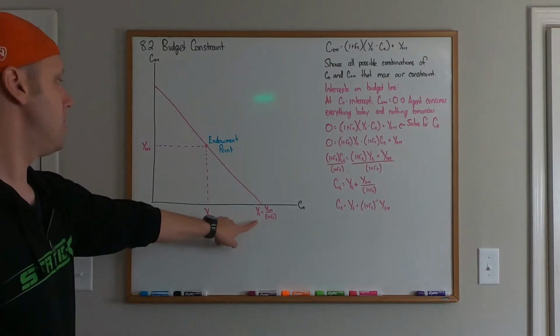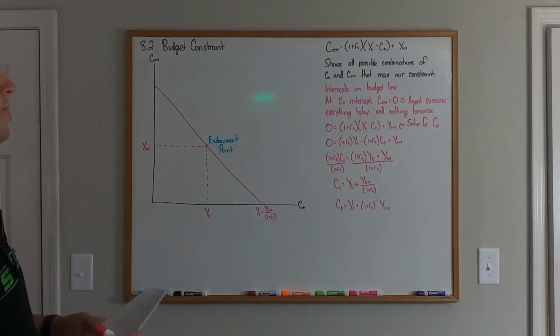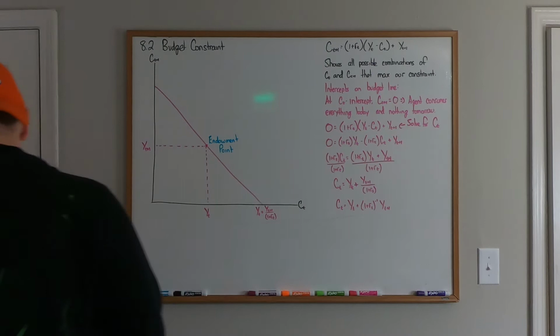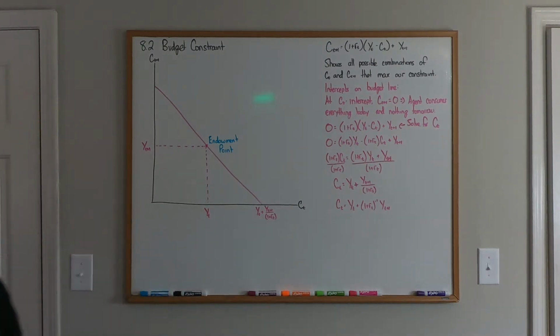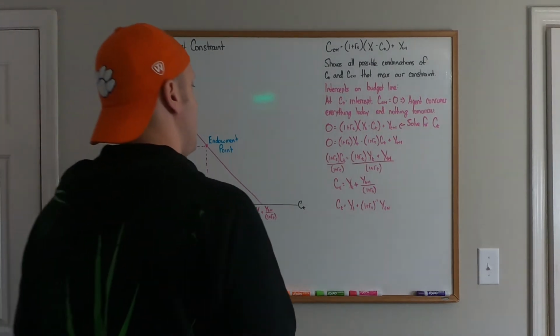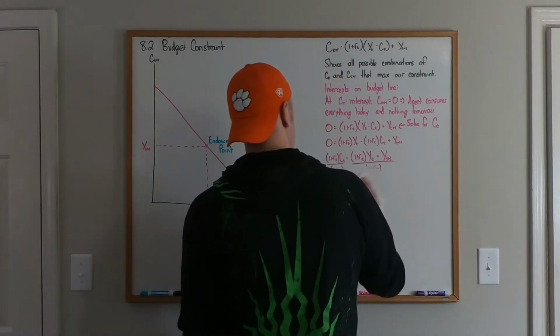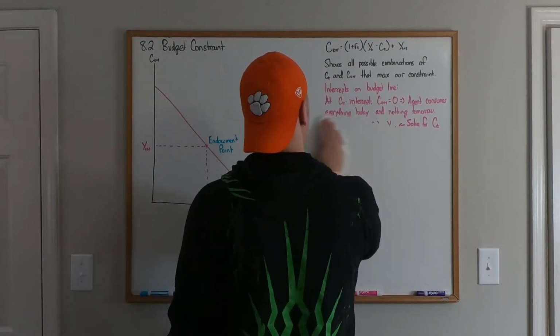So that's the CT intercept. Right? The CT plus 1 intercept is what happens when we consume absolutely nothing today and absolutely everything tomorrow.